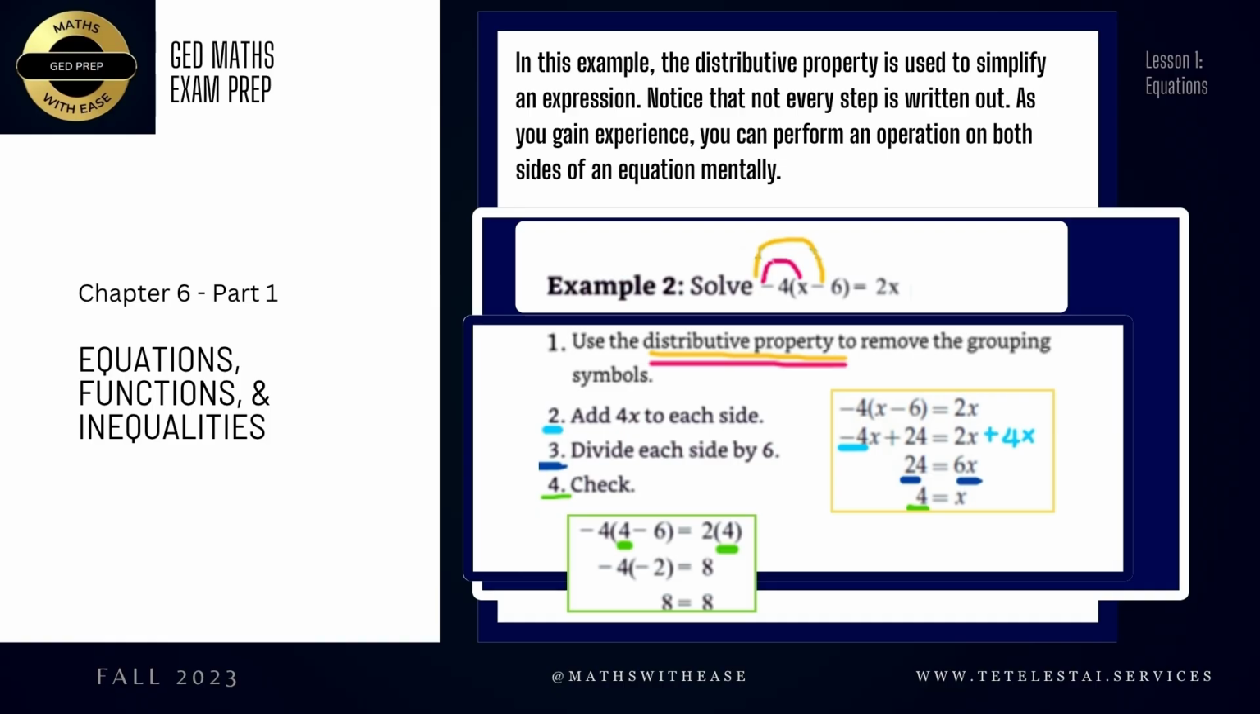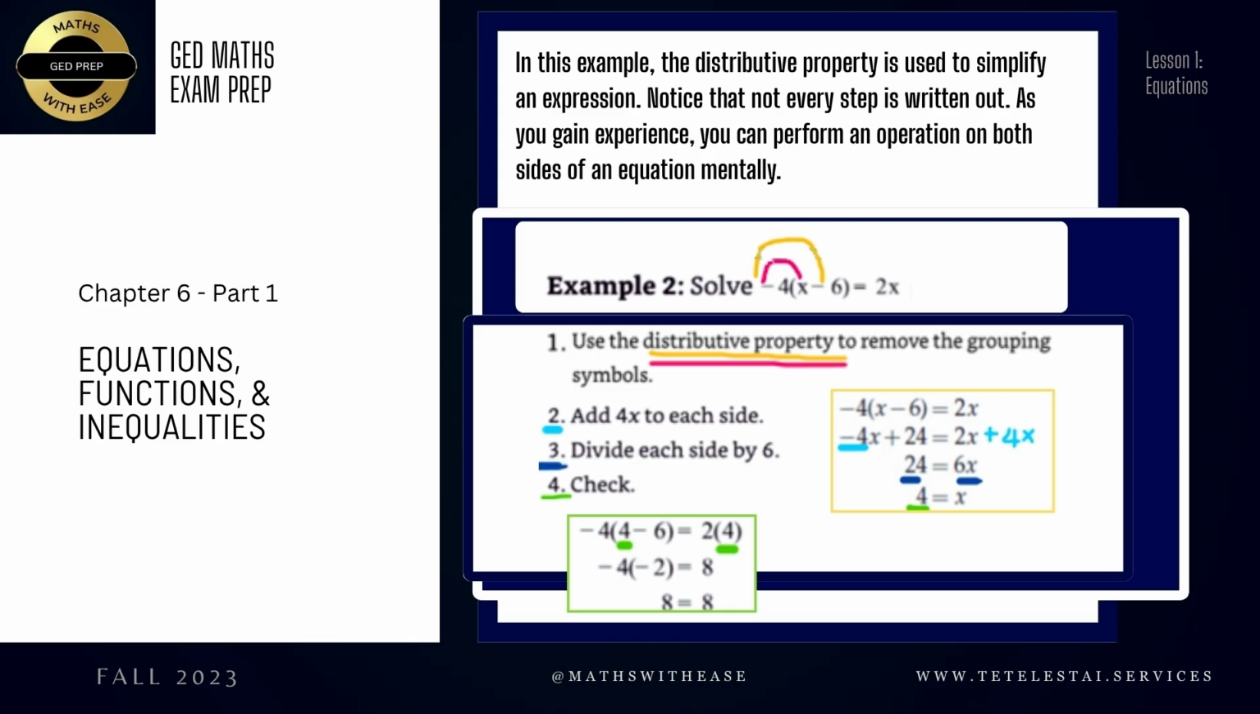parentheses. So -4 times x gives us a -4x. -4 times -6 gives us a positive 24. And we set that equal to 2x. And then I went in here and just wrote the next step in for you, which is to add 4x to both sides. Excuse me, we're adding 4x to both sides.